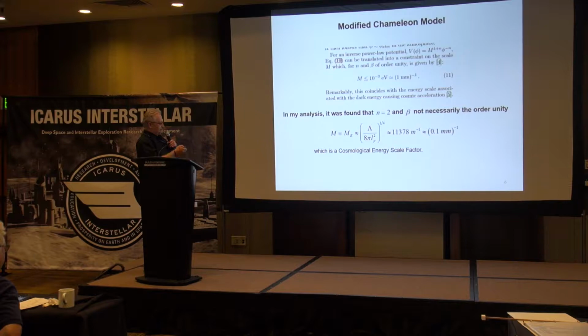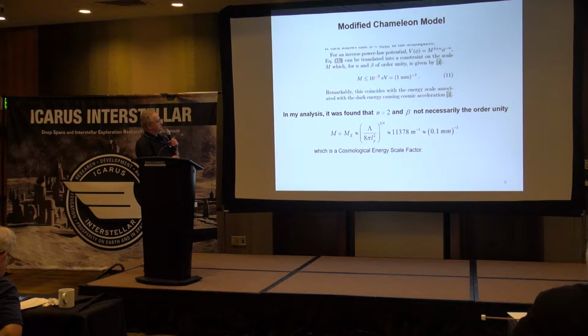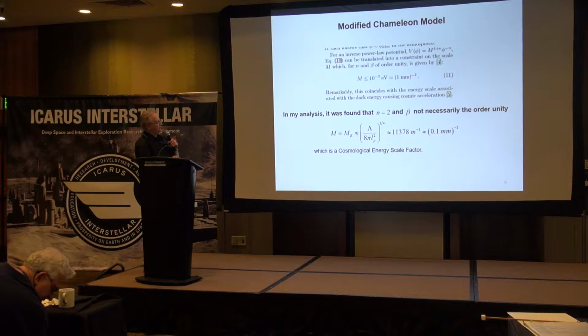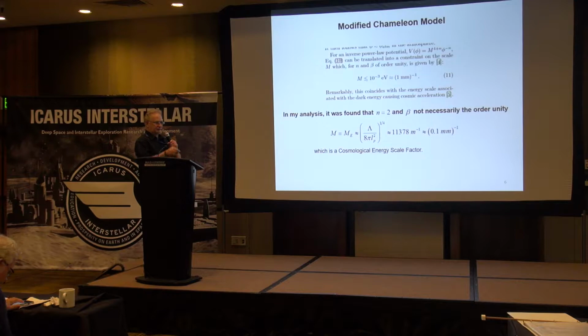What they point out in their paper is that using this parallel equation, if you set N and B basically to 1, they say unity, then this energy factor is on the order of these values. We're concerned with this one, which is 1 millimeter to the minus 1. But in my analysis, I said n equals 2, and the beta factors are not necessarily of order unity. And when you do this, the energy factor comes out to be this equation, which has your cosmological constant in it, but in units of meters, not energy per meters cubed, divided by the Planck length, which turns out to be this, which is about a factor of 10 smaller than what they're quoting in their paper.